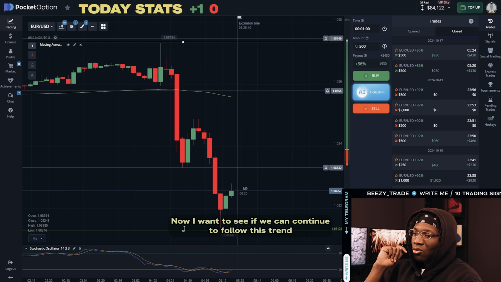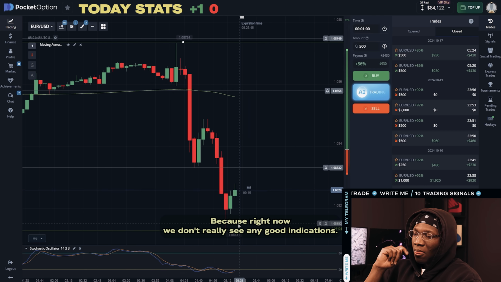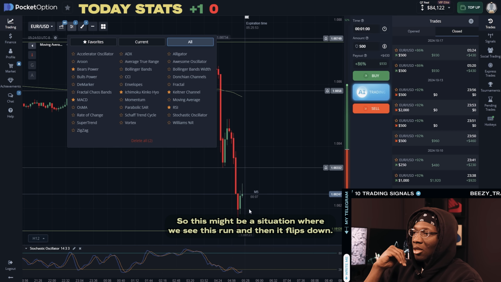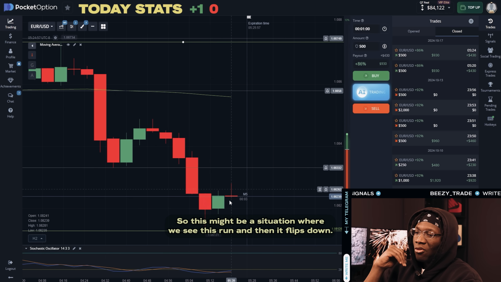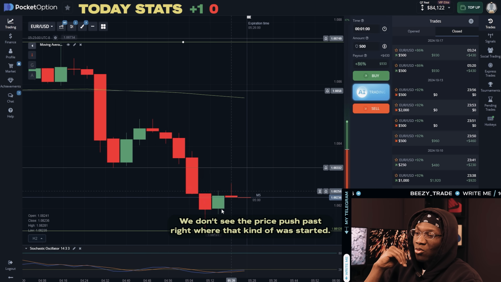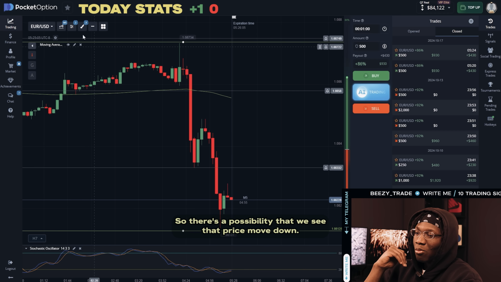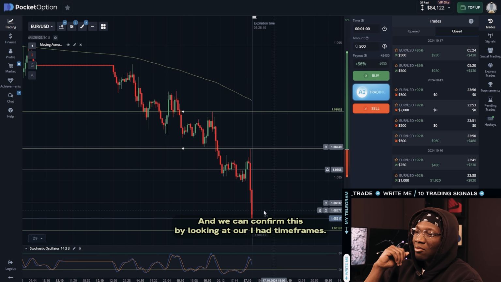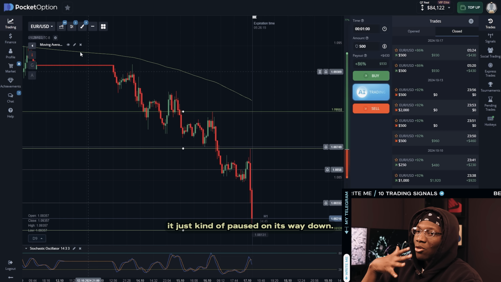Now I want to see if we can continue to follow this trend upwards, because right now we don't really see any good indications this market is going to continue upwards for a long period of time. So this might be a situation where we see this run and then it flips down. As you can see, look how long that tail is. We don't see the price push past right where that candle was started. So there's a possibility that we see that price move down, and we can confirm this by looking at our high time frames.